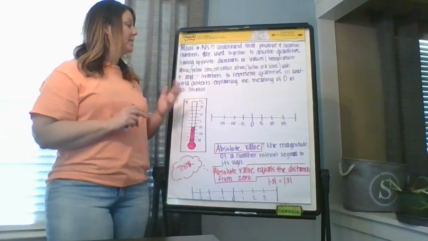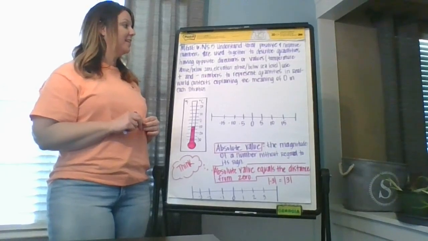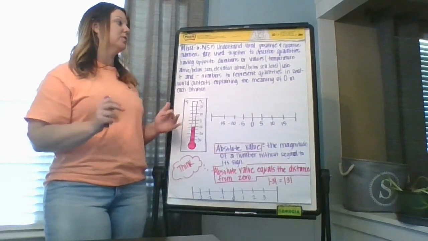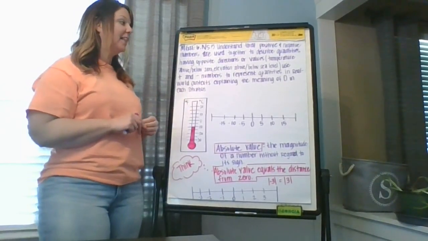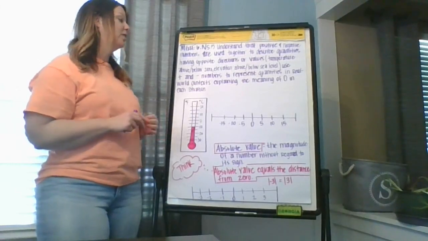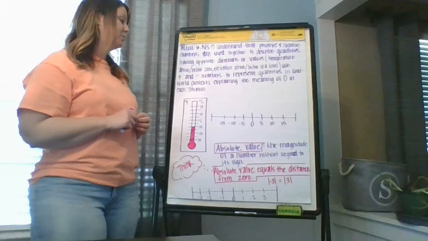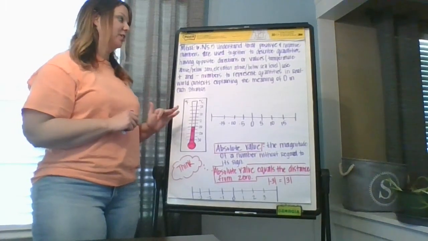standard. This standard says that you understand that positive and negative numbers are used together to describe quantities having opposite directions or values. For example, temperature above and below zero, elevation above and below sea level. Use positive and negative numbers to represent quantities in real-world context, explaining the meaning of zero in each situation.